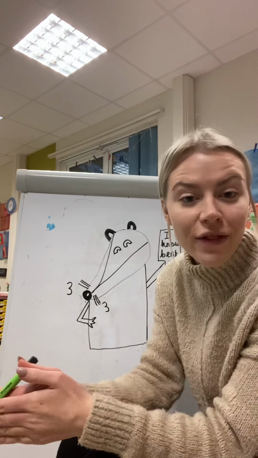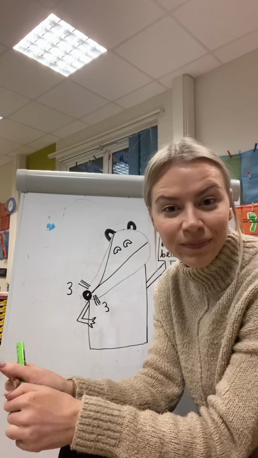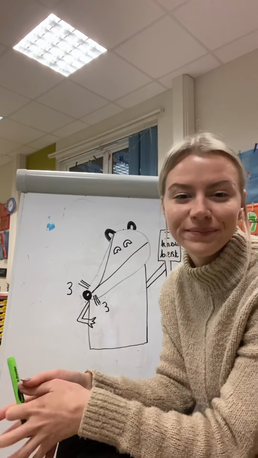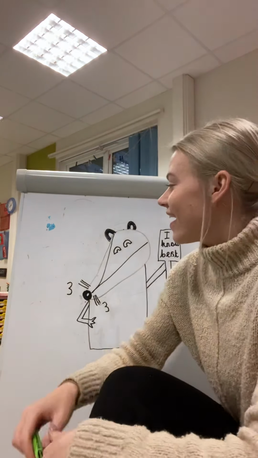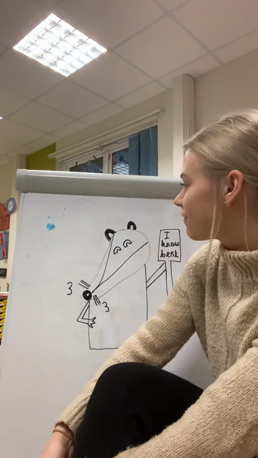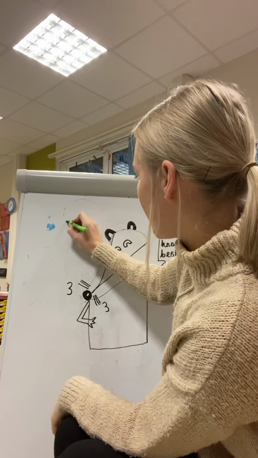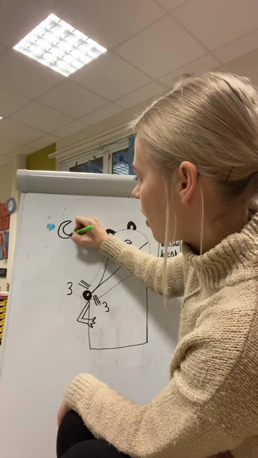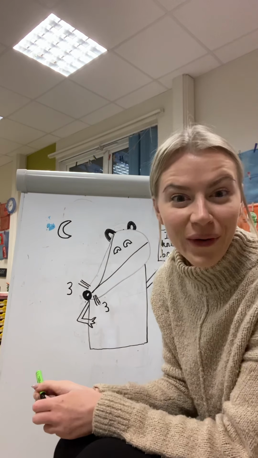Now we've got a couple more details to add. So do you remember that this morning we talked about how badgers, they're nocturnal, aren't they? Do you remember what that long word means? Nocturnal. Yes, it means that they sleep in the day and they come out at night. So badgers are very busy in the night time. And I'm going to draw a picture of the moon to show that it's night time and that badgers are nocturnal.